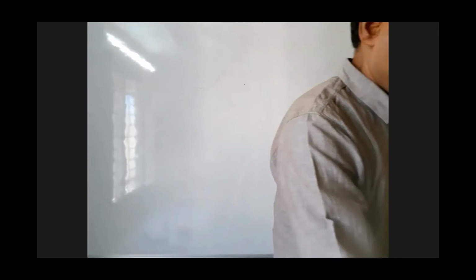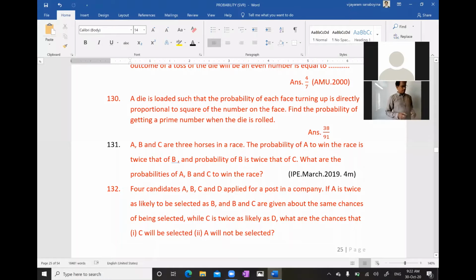I'm sharing the screen. This is the problem, Problem 130. A die is loaded such that the probability of each face turning up is directly proportional to the square of the number on the face. Find the probability of getting a prime number when the die is rolled. Actually, there is no conditional event here.